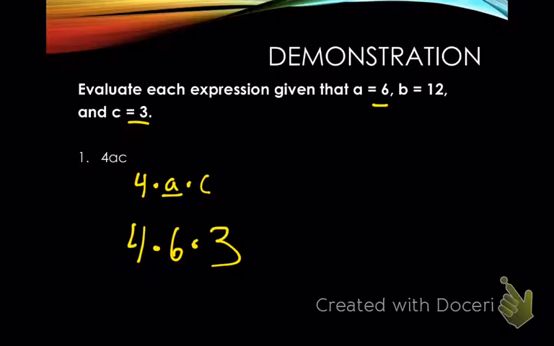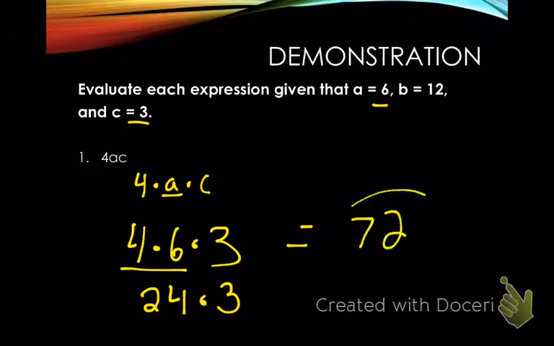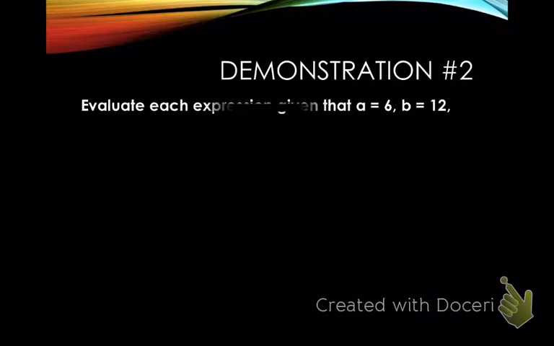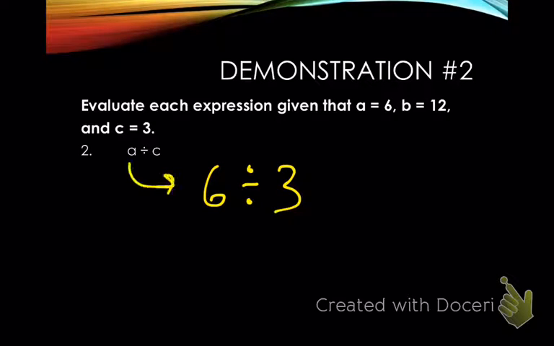Order of operations says move left to right because we're multiplying. 4 times 6 is 24 times 3. That would give us 72. And your answer is 72. Moving on. Next one. In this particular case, we're going to use the same values for a, b, and c. We have 6, 12, and 3. And at the top, we have a divided by c. In this particular case, we have 6 divided by 3. If we replace them, that's what we just did. 6 divided by 3, well, that's easy. That one's simply 2. Another easy one.